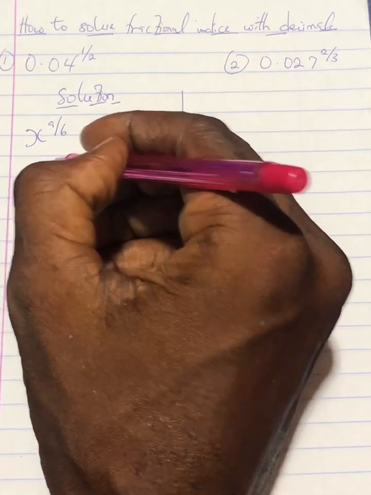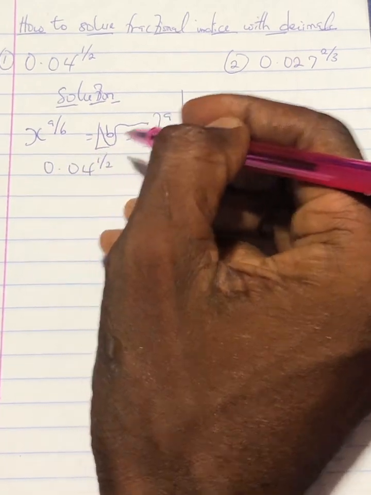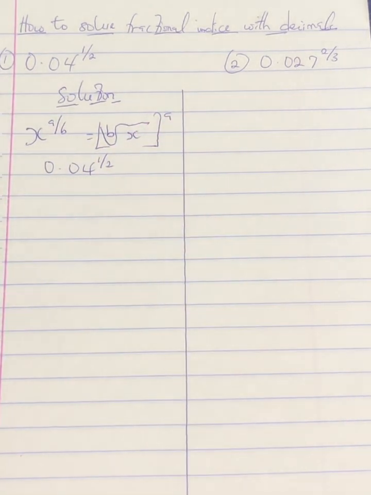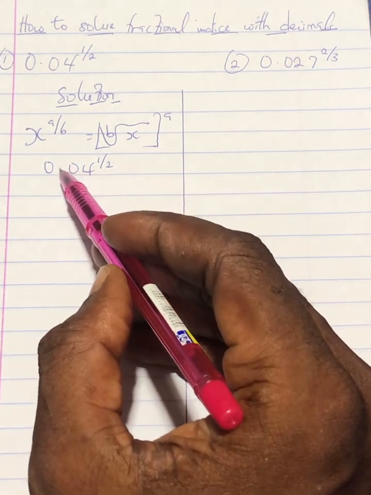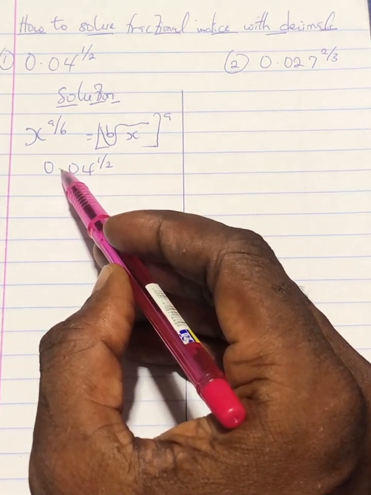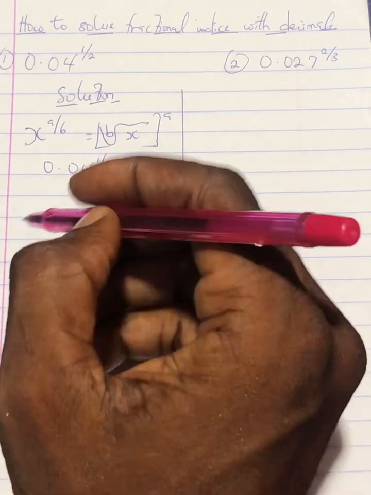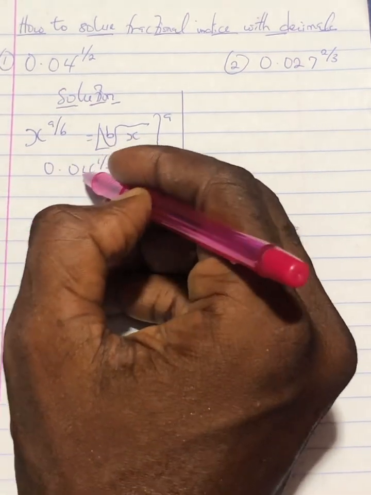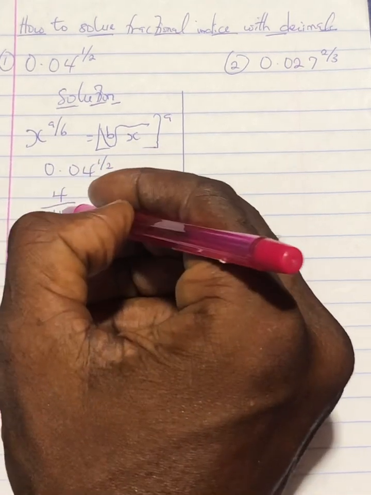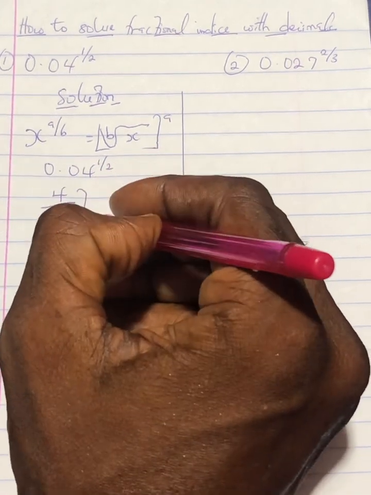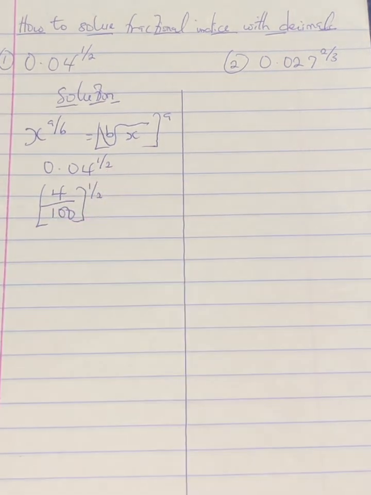We are given 0.04 raised to power 1 over 2. This is in decimal, so let's change it to fraction. For us to change it to fraction, the point moves two places, which is 100. So we bring down 4 all over 100, raised to power 1 over 2.